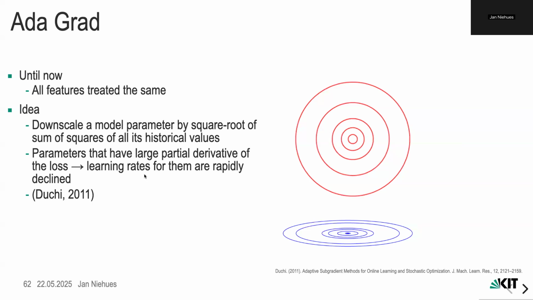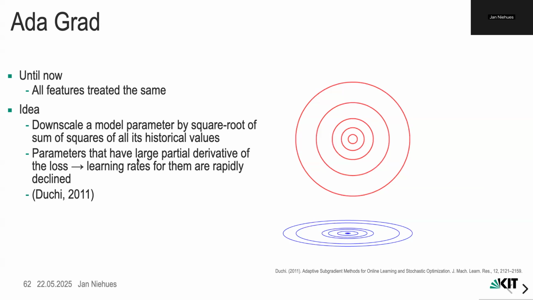Therefore, there is this downscaling by the square root of the historical values. So if the derivation is anyway large, we are going very fast there, then we maybe shouldn't speed up too much. So you're going down there with the learning rate faster, and where you have only very small updates, if you do the same, then you're not doing anything there. So maybe there you have to speed up things a bit more, so that you make any type of progress in there.